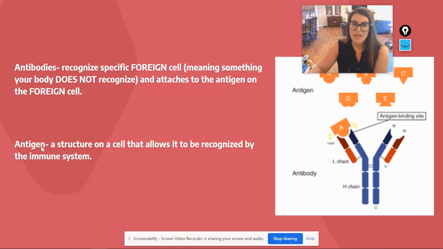Okay, so the antigen is the actual protein on the cell, so it's recognized by the immune system. Each antibody recognizes a specific antigen. For example, this is shown here with this curved shape right here. When you look at all these antigens, this antibody specifically fits the A. It wouldn't fit the D or the E. So this is just a model. It's not exactly what they look like, but they do have a structure that is similar to the structure of the antigen.